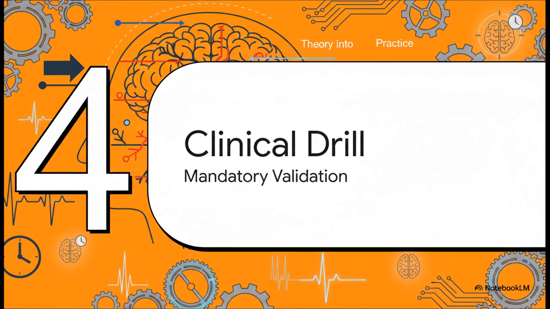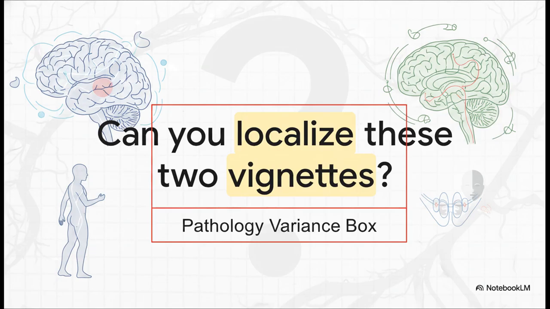Okay, let's test this. Module 4, Mandatory Clinical Validation Drill. Let's put this theory into practice with two quick vignettes. Vignette 1. A 74-year-old female with atrial fibrillation suddenly ignores the left side of her body entirely and has a right-sided gaze preference. Vignette 2. A 62-year-old male presents with vertigo, hoarseness, and a crossed sensory deficit, specifically right face and left body pain loss. Take a second to localize these lesions.